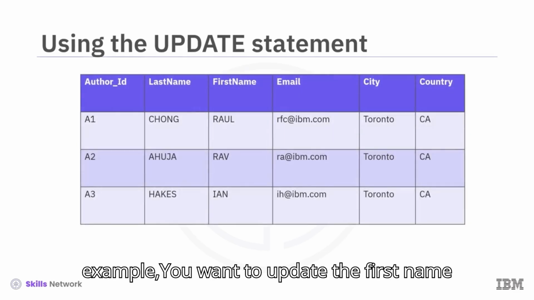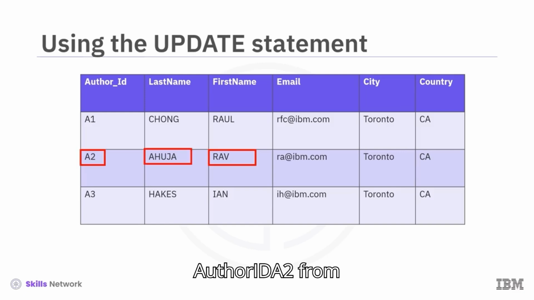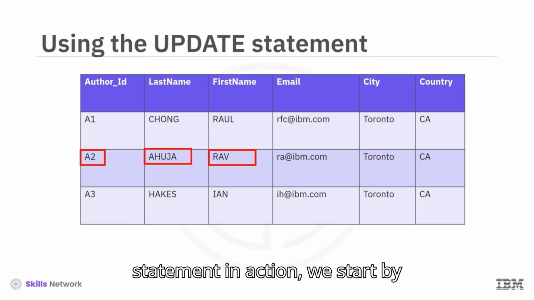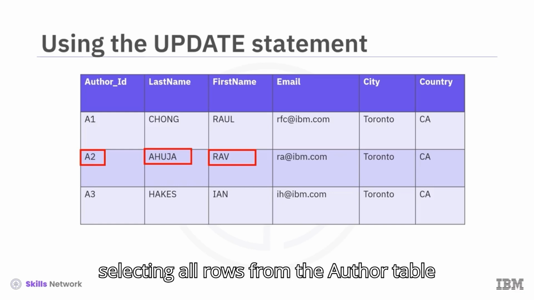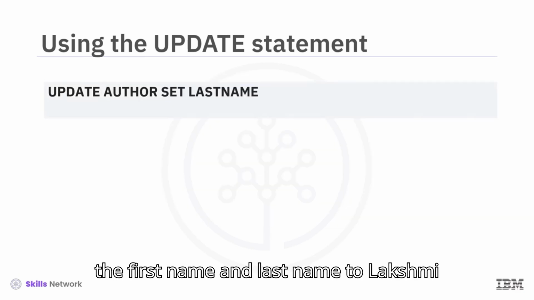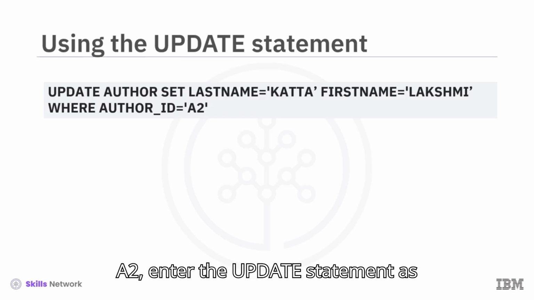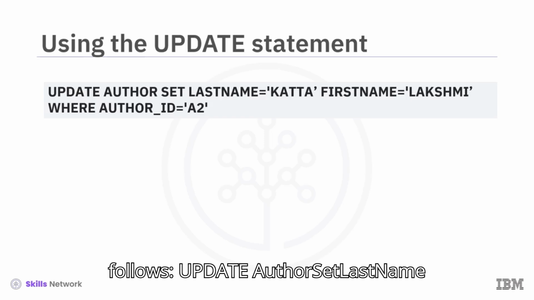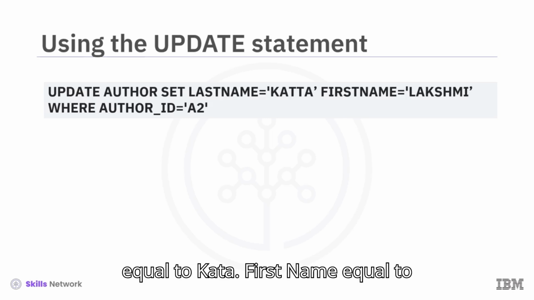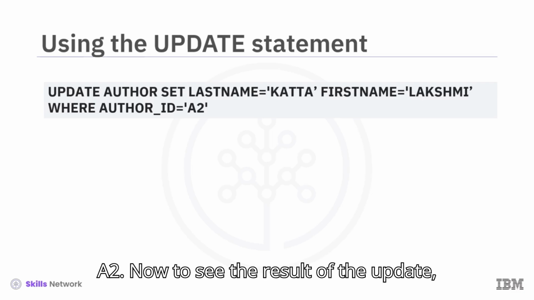In this example, you want to update the first name and last name of the author with author_ID A2 from Rav Ahuja to Lakshmi Kata. To see the update statement in action, we start by selecting all rows from the author table to see the values. To change the first name and last name to Lakshmi Kata, where the author ID is equal to A2, enter the update statement as follows: update author set last name equal to Kata, first name equal to Lakshmi, where author ID is equal to A2.